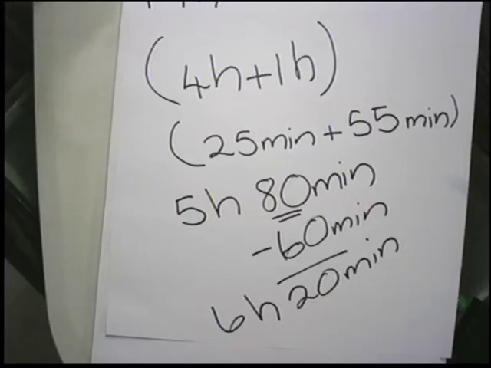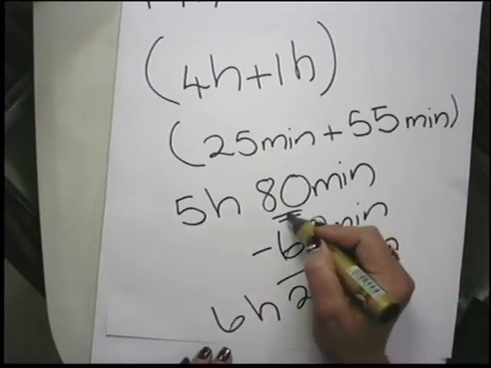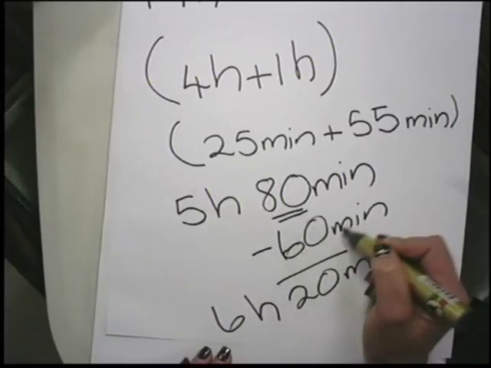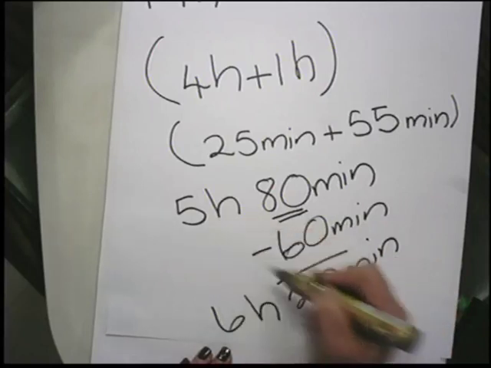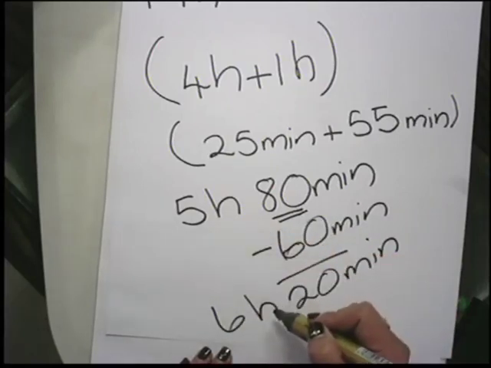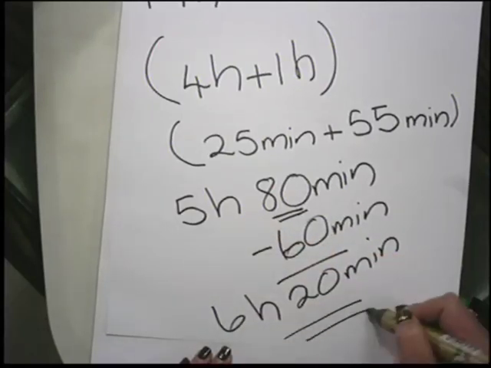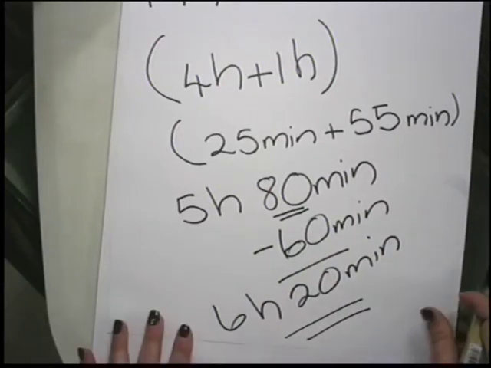I group my hours, I group my minutes. If I see that my minutes are more than an hour, because I know there are 60 minutes in an hour, my 60 minutes become 1 more hour, and I'm left with 6 hours and 20 minutes.